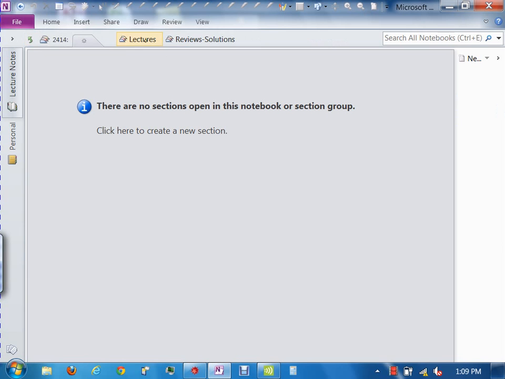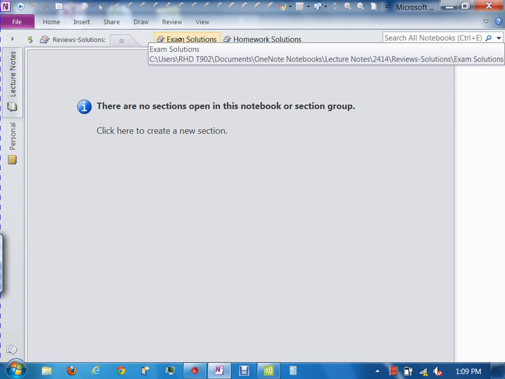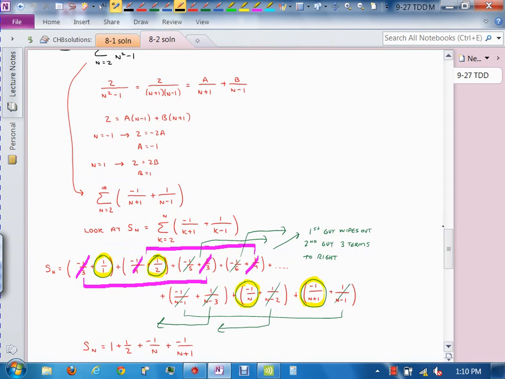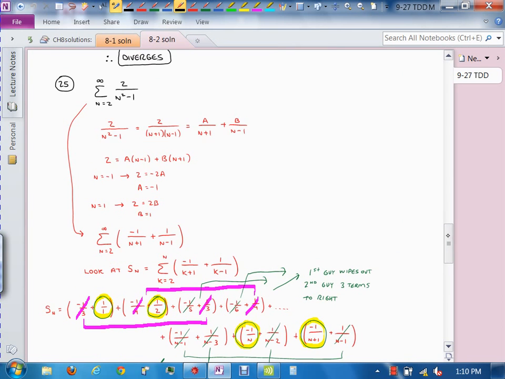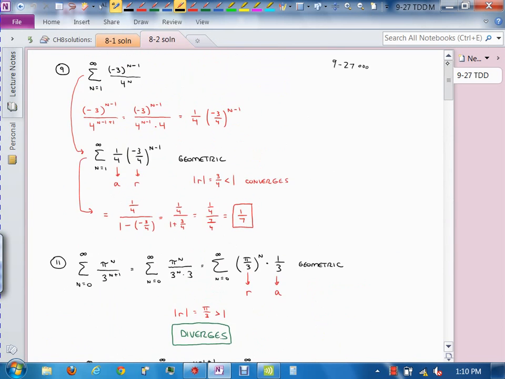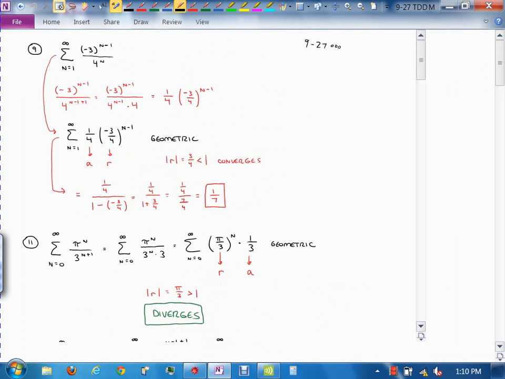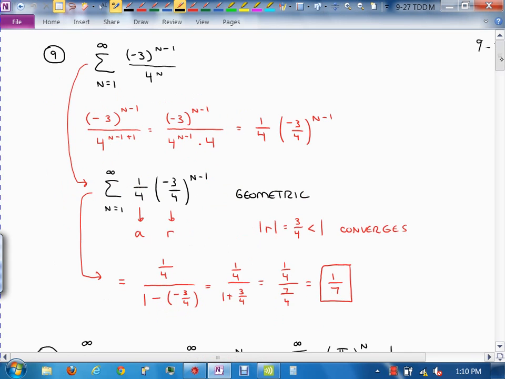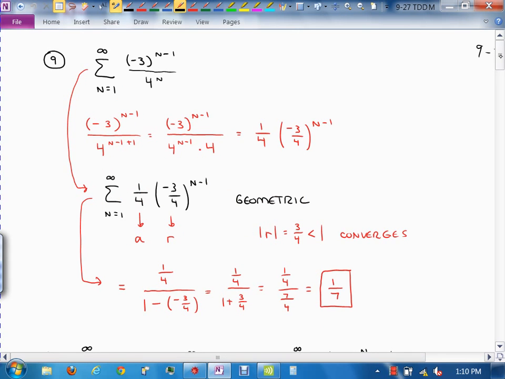So let me go to my homework assignments. I'll put all these solutions out later. Chapter 8 solutions. 8.2. Okay, so here's the solution. First of all, we recognize, hopefully, that it is geometric.